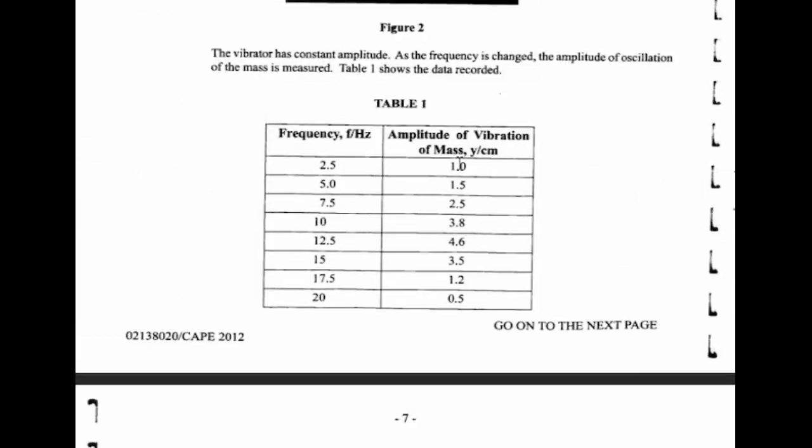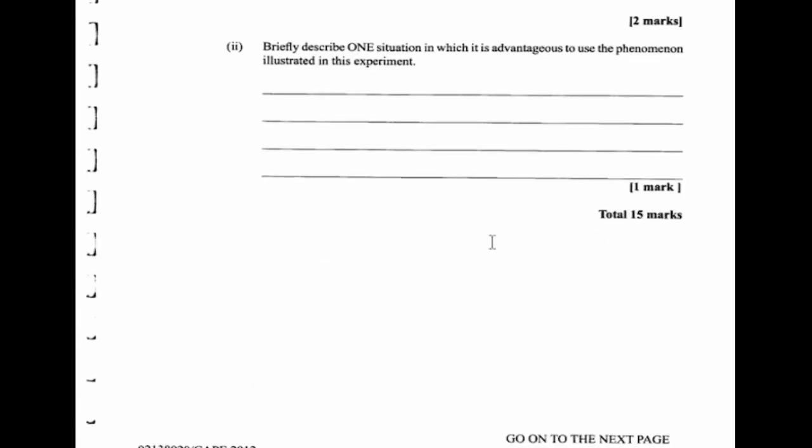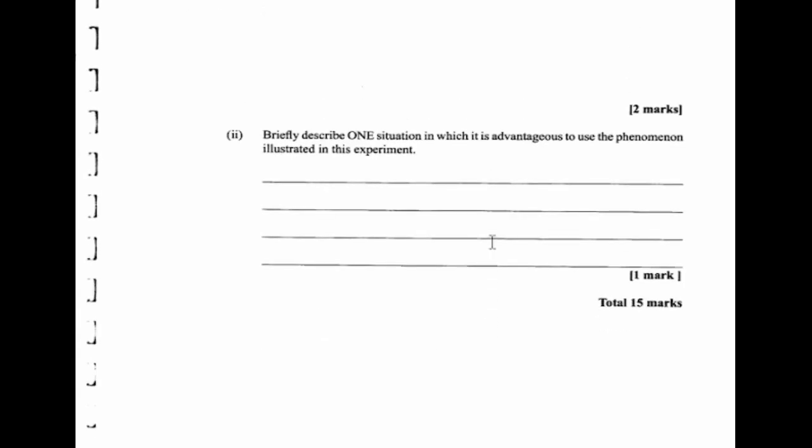Why was it resonance? Well, we applied different frequencies and got different amplitudes until we got to a specific frequency that gave us a specifically high amplitude, the highest amplitude of all. That high amplitude right there is a consequence of resonance. Now, where would it be applicable to have resonance? Briefly describe one situation in which it is advantageous to make use of resonance.